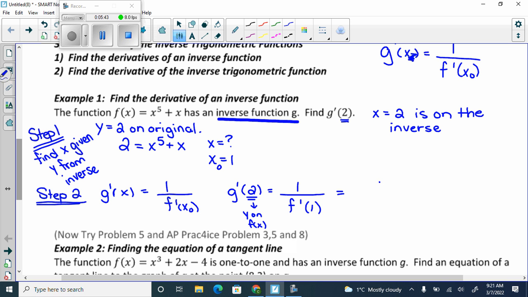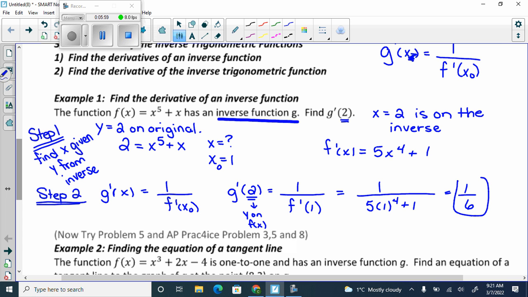So we're going to get 1 over, what's f prime of 1? What is f prime? 5x to the 4 plus 1. So we get 5 times 1 to the 4 plus 1, which is 1 over 6. Done.